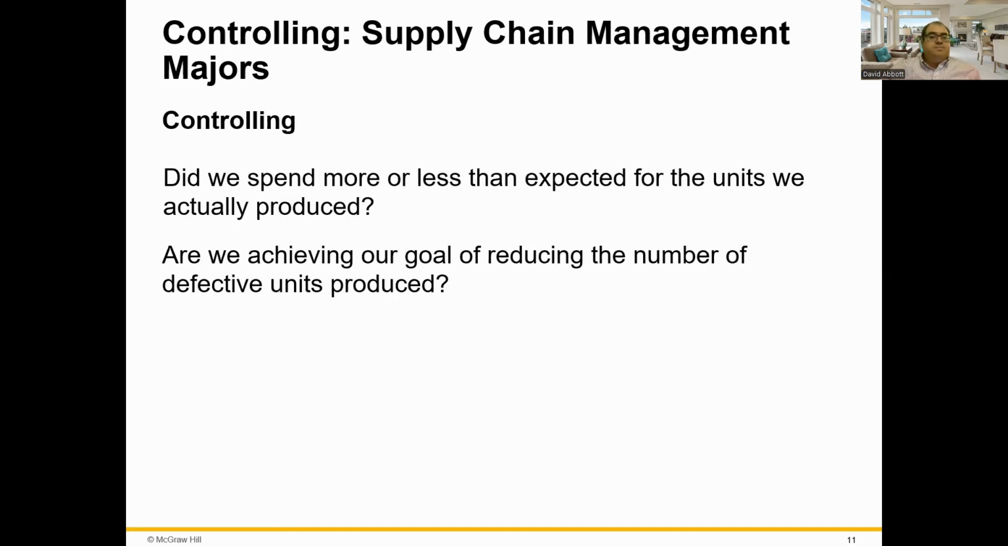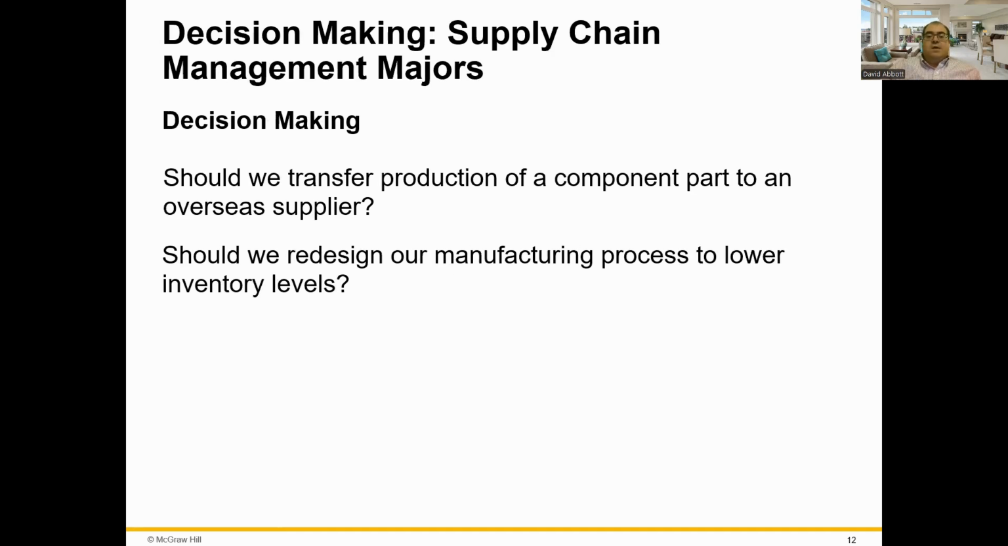And then controlling, a supply chain management major might be concerned with, do we spend more or less than expected for the units we actually produced, and are we achieving our goals of reducing the number of defective units? And then finally, for decision making: should we transfer production of a component part to an overseas supplier, or should we keep it in-house, or should we redesign our manufacturing process to help lower inventory levels?